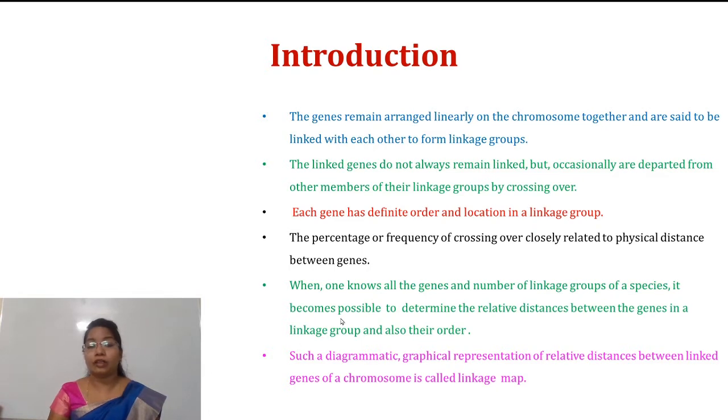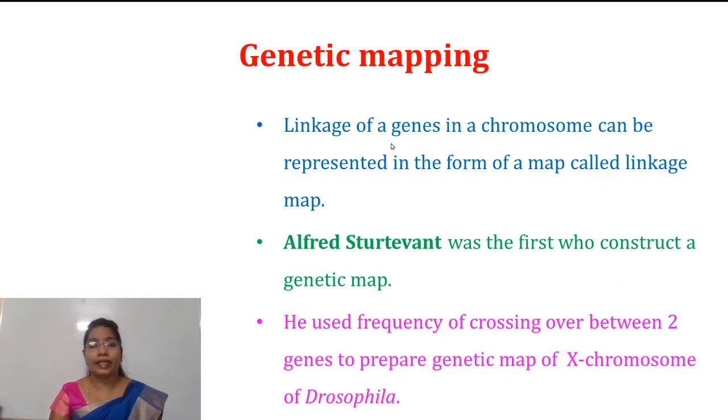So, if we know all the genes present on the chromosome and also the number of linkage groups of a species, then it becomes possible to determine the distance between two genes, and so we can determine the gene order also. After determining the distance and the gene order, we can construct a map. Such a diagrammatic representation of distance between linked genes is called a linkage map. So, linkage of genes in a chromosome can be represented in the form of a map, and this map is called a linkage map or genetic map.